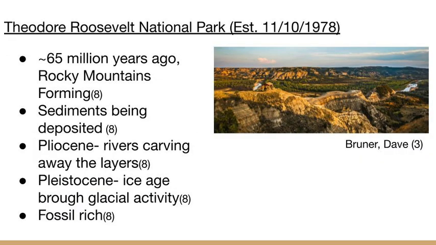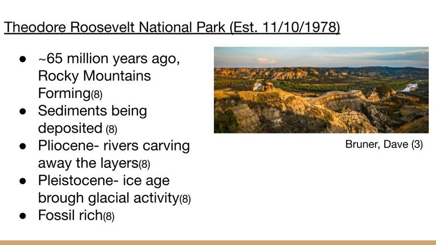Next is Theodor Roosevelt National Park, located in North Dakota. As stated in the Geologic Formations article by the National Park Service, around 65 million years ago, the Rocky Mountains were forming in the western United States, causing lots of uplift and folding. Sediments were being deposited from the surrounding mountains and building up in layers that you can physically see, like in this picture here. You can see all the layers stacked on top of each other.